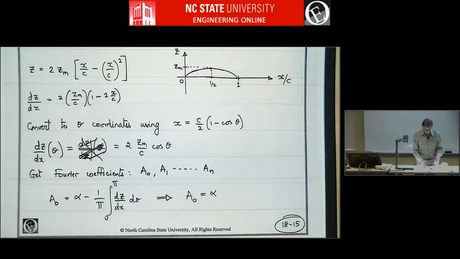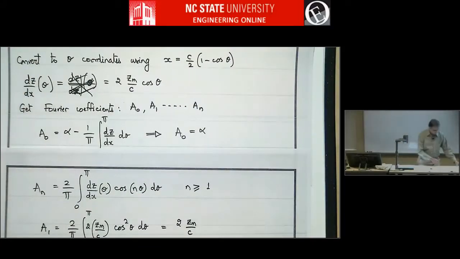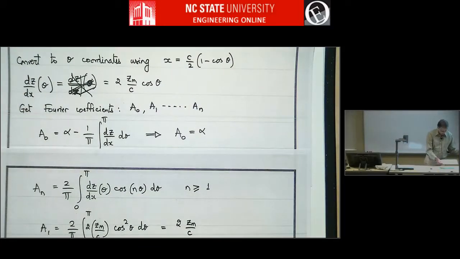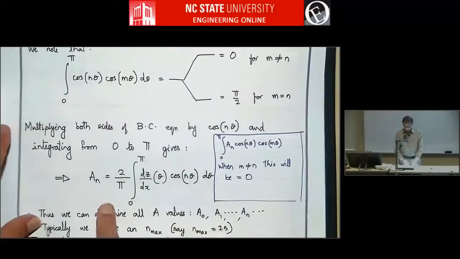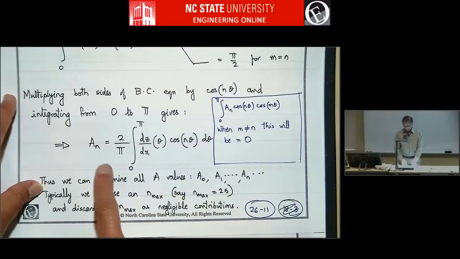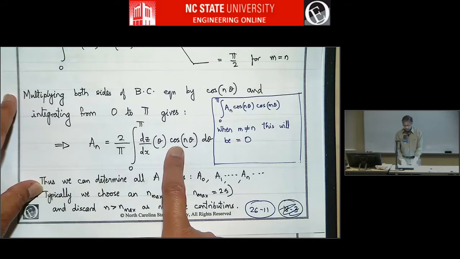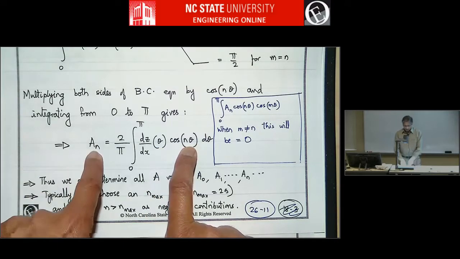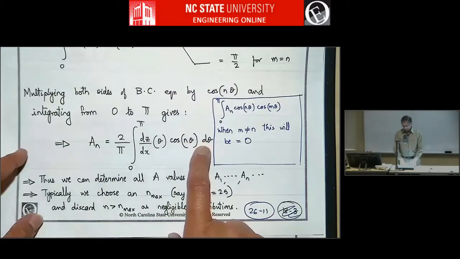Okay, now we still need to get the other A1 and A2 and all that. So again, going back to the notes from the last class, we derived that AN, from page 26-11, is 2 over pi times the integral from 0 to pi of dz/dx in terms of theta times cosine of n theta. So whatever n you want, you do cosine of n times theta in the integral.